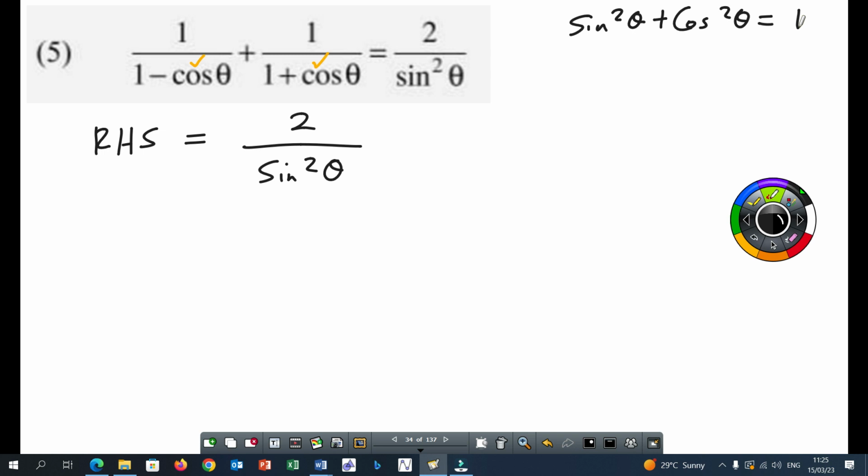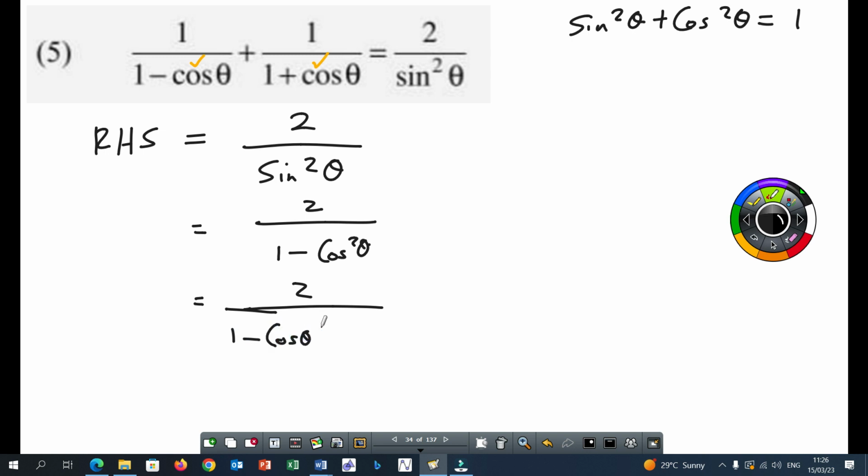So to get these 2 here, you have to add 1 and 1, then you get the 2, but there must be a common denominator. And that common denominator is going to be 1 minus cos squared theta. That's the common denominator. Now, this is very, very interesting. This denominator, I can write as 1 minus cos theta times 1 plus cos theta. Now I'm almost there and I'm smiling.